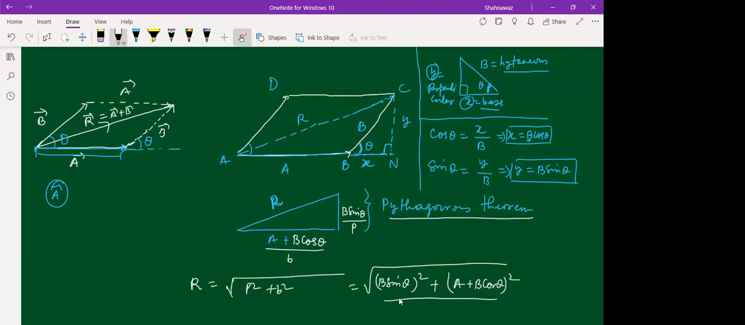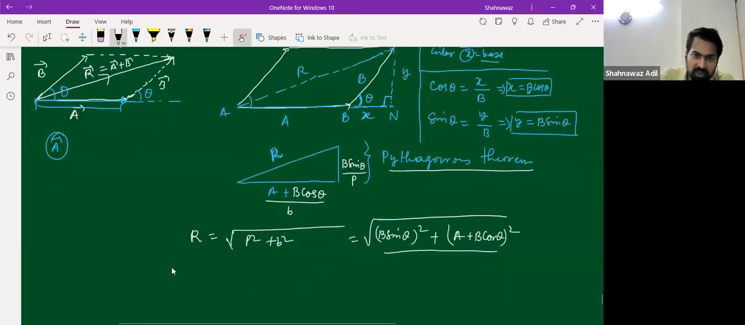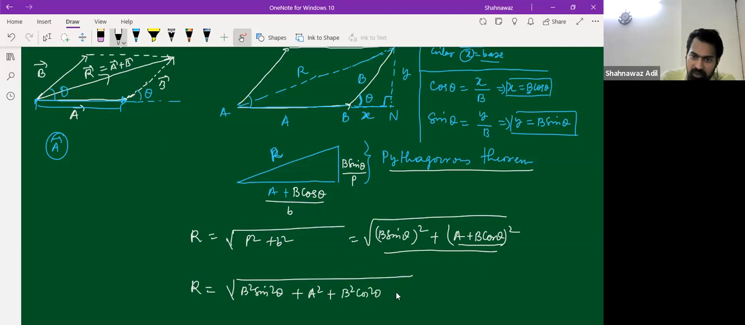Yes. Okay, so let us solve this part. This would give us the magnitude of this resultant vector, right? So this is b sine square theta, and we have to apply this a plus b whole square. So that would be a square plus b square, and then 2.